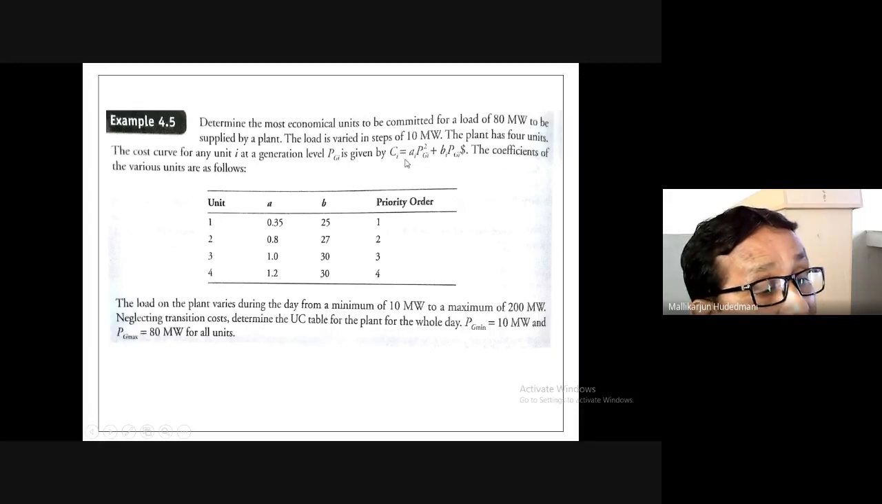For machine 1: C1, A1, B1, PG1 squared, PG1. Machine 2: C2, A2, B2, like this. I have to put these things in. Let's see how it is worked out.